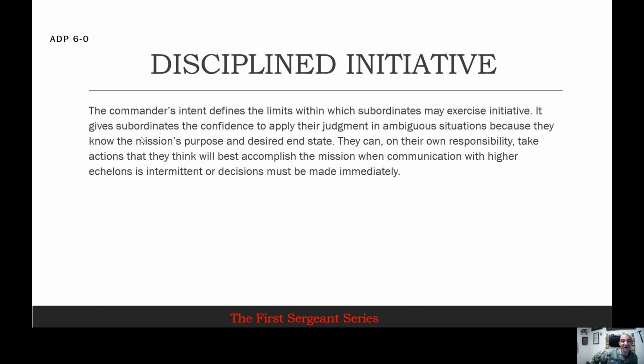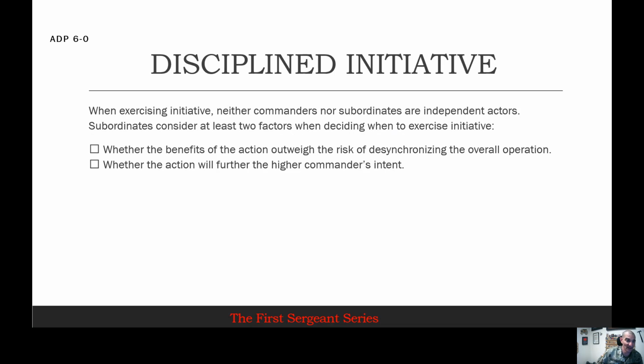The commander's intent defines the limits in which the subordinates may exercise initiative, okay? This gives our subordinates the confidence to apply their judgment to situations because they know the mission's purpose and desired end state, okay? They can, on their own responsibility, take action that will best accomplish the mission when communicating with higher echelons, where decisions must be made immediately. When exercising initiative, neither commanders nor subordinates are independent actors, okay?